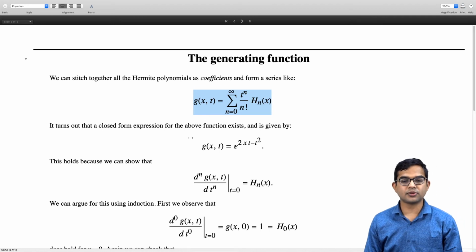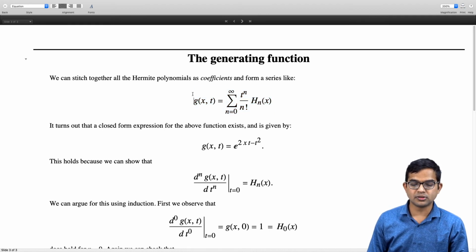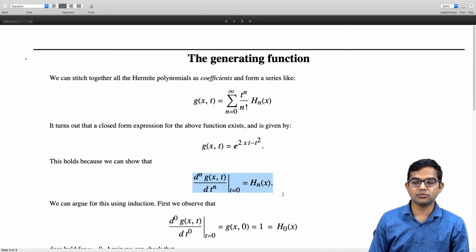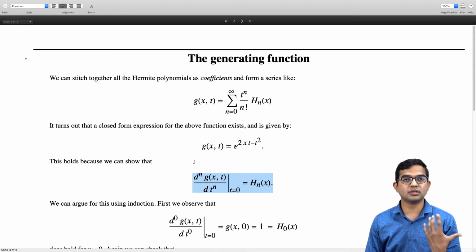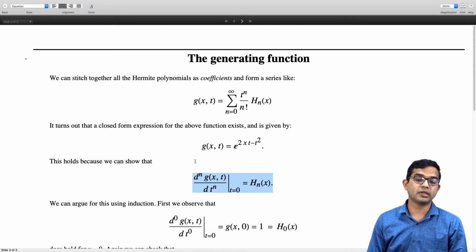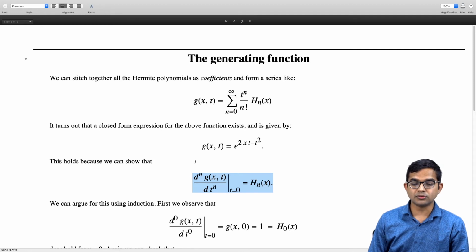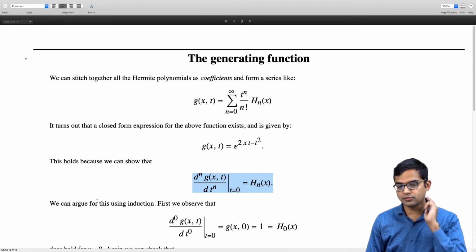But first, for the Hermite polynomials, let us show that indeed this is the generating function, which boils down to showing that the nth derivative of g of x comma t at t equal to 0 will give you the Hermite polynomial. So let's argue for this using induction. There is a way to argue for this directly from the Rodrigues formula as well, which perhaps you would be encouraged to try and work out on your own. But let's argue for this using induction.